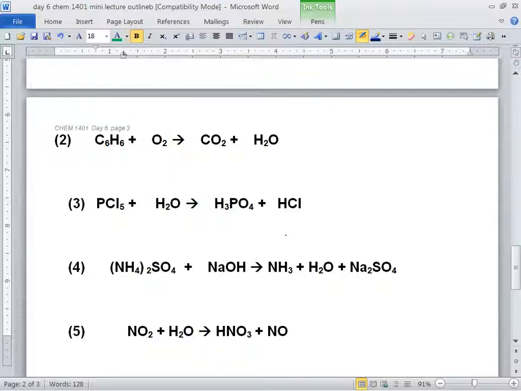Good. So if you're not sure where to start, I think the carbons might be easy. So just put a 6 in front of that. That might be a good starting spot.